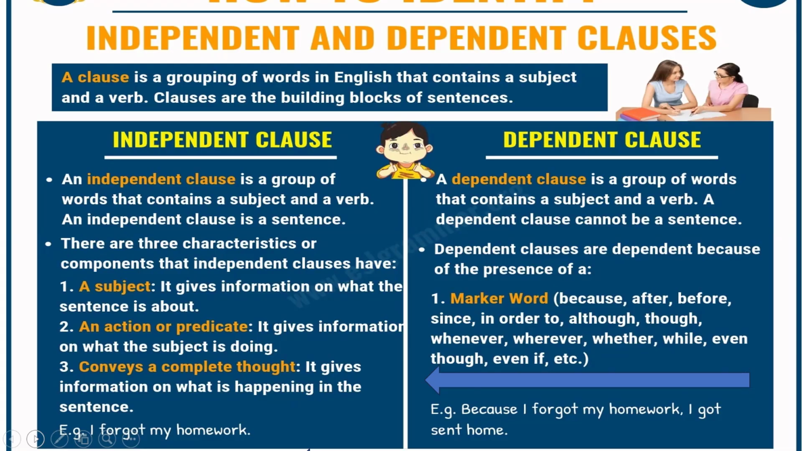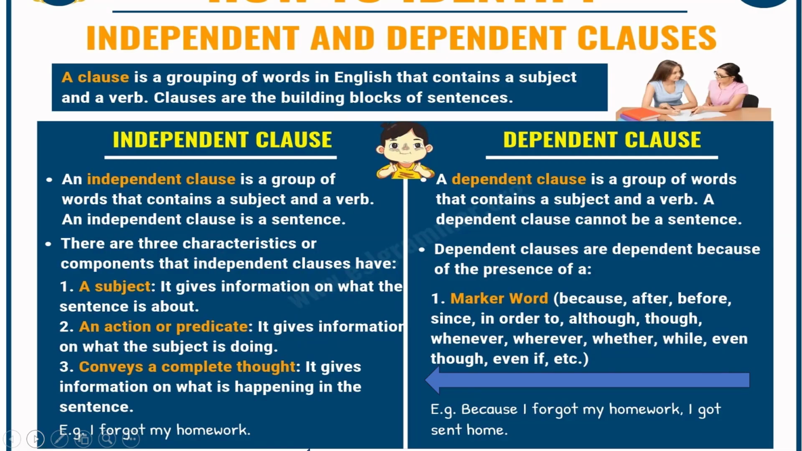I forgot my homework. So "I forgot my homework" is an independent clause because it informs us that the homework was forgotten. He or she has forgotten his homework. Forgot means the past tense. So this sentence is giving complete meaning.